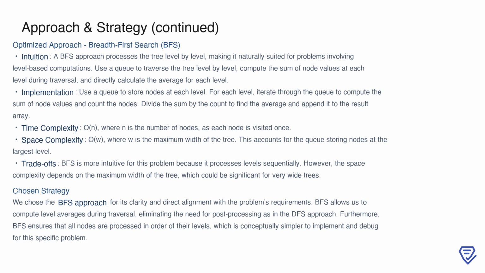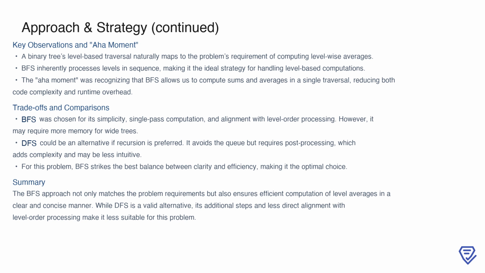O(w), where w is the maximum width of the tree, representing the largest number of nodes at any level. This strategy is particularly intuitive for this problem since it processes levels sequentially, which aligns directly with the task. However, the memory usage depends on the tree's width, which could be significant for particularly wide trees. A key insight for this problem is that level-based traversal matches perfectly with the goal of computing level-wise averages. BFS, in particular, processes the tree level by level, which simplifies the task of performing level-based computations.